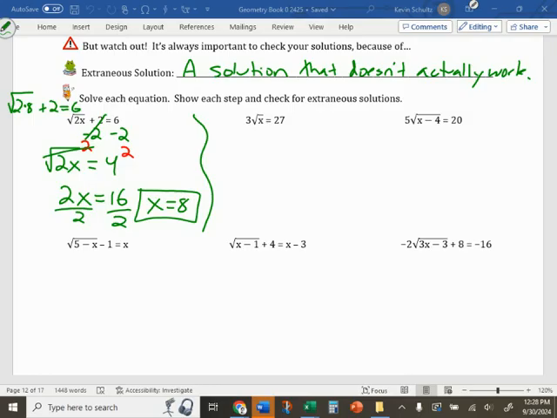Can you just add a root? We're squaring both sides, because that's what undoes the root, and doing the same thing to both sides of the equation keeps it balanced. The next one, 3 root x equals 27. What are we going to be doing first?